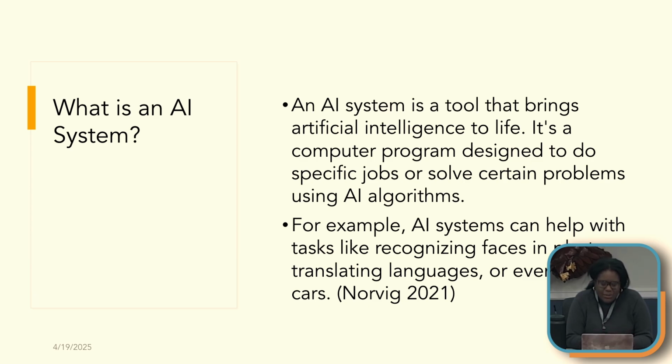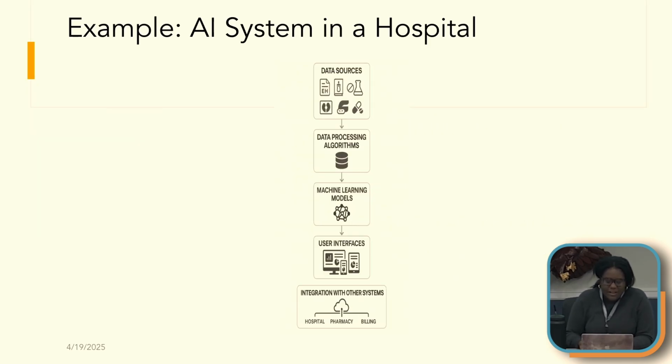An AI system is a tool that brings AI to life. It's a computer program designed to do specific jobs or solve certain problems using AI algorithms. For example, AI systems can help with tasks like recognizing faces in photos, translating languages, and even driving cars, which I think most people are probably familiar with by now.